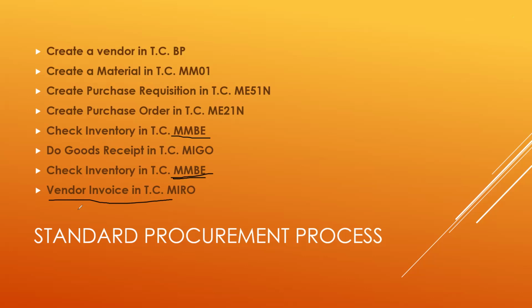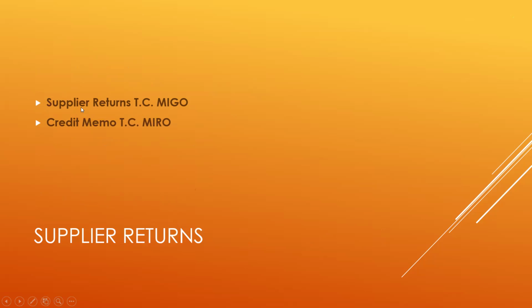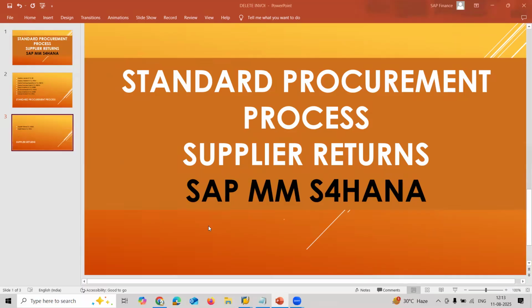After that, I'm going to create a supplier return. So why do we need to return the goods to the supplier? Based on poor quality. So I'm going to do supplier returns and a credit memo. A credit memo is nothing but the vendor paying us back the amount which we have paid earlier for the supplier of goods. Now let's get into the subject.